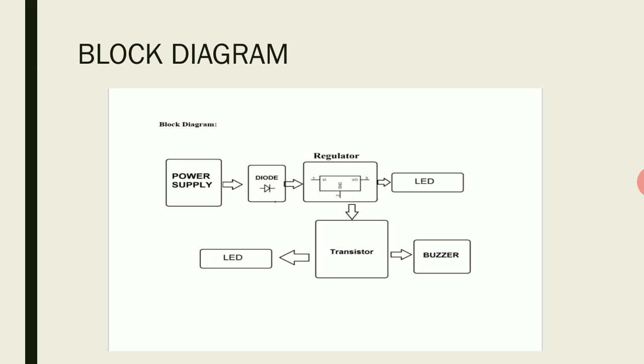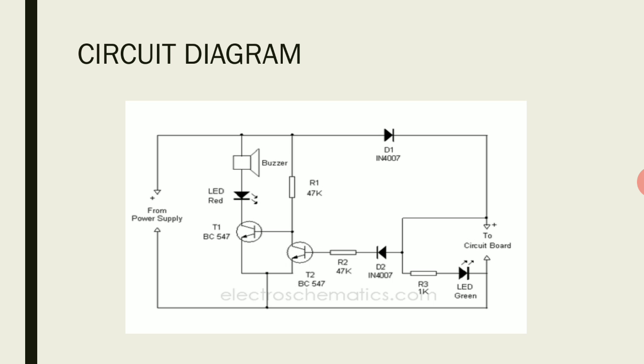The LED to the right of the regulator is a green one which lights up in normal condition, that is when the short circuit event is not occurring. The LED to the left of the transistor is a red one which lights up when the short circuit event is occurring, and the buzzer alarms us when the short circuit event is occurring. The circuit diagram of the short circuit indicator consists of two NPN transistors, two diodes, a buzzer, two resistors, etc.